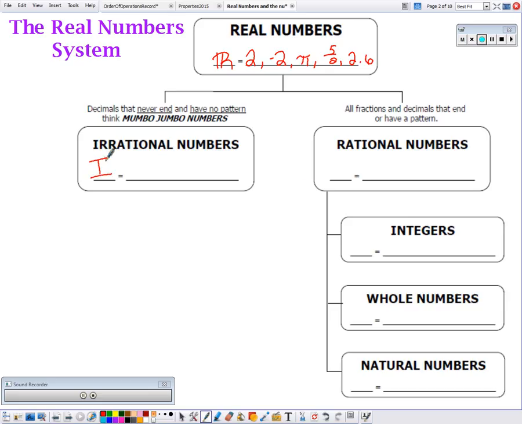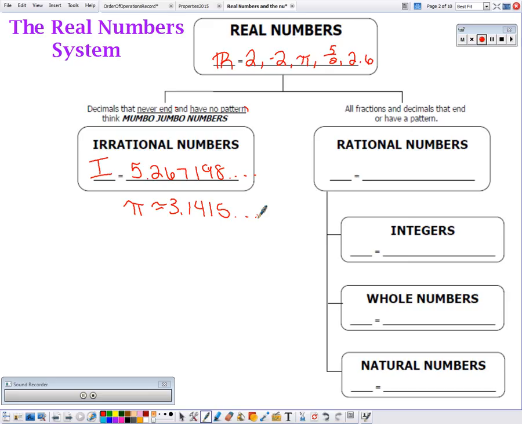Our irrational numbers are designated with the capital letter I, and these are decimals that have no ending and have no pattern. So what does that mean? A decimal that doesn't end might be 5.26719.8 going on, and there's no real pattern to it. And it never ends either. Another one would be pi, which is 3.1415, on and on, and there's no pattern.